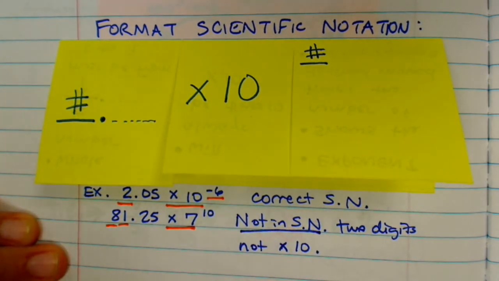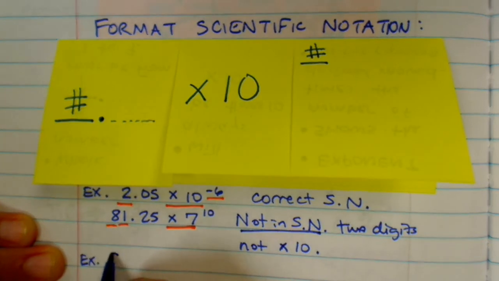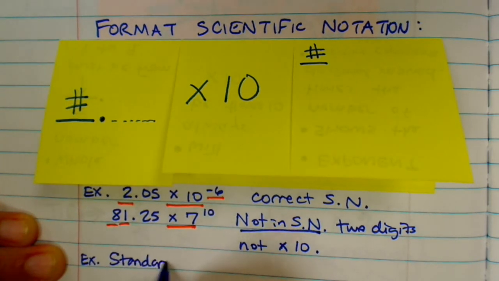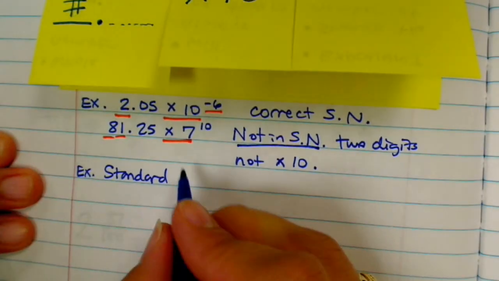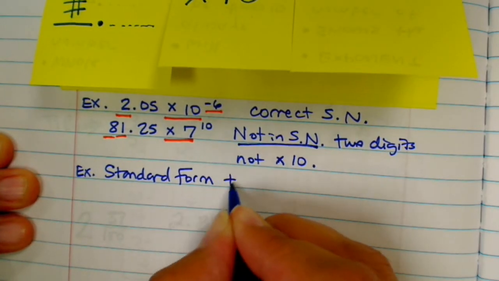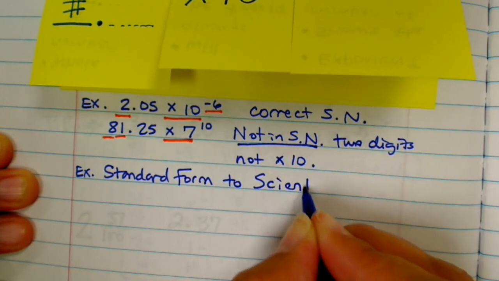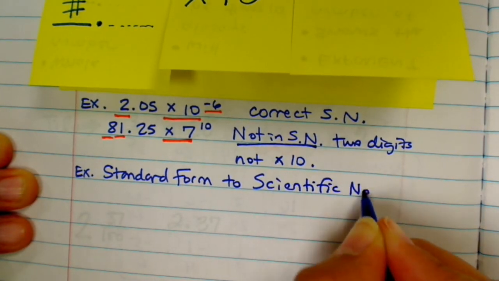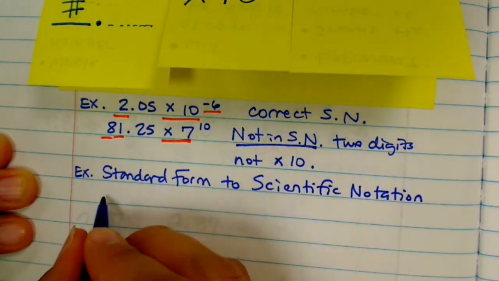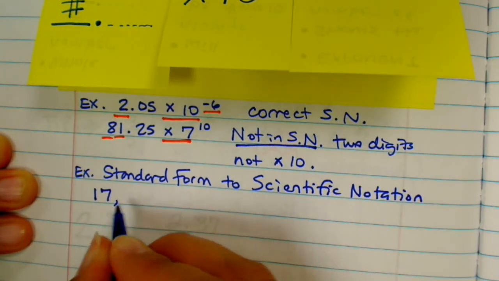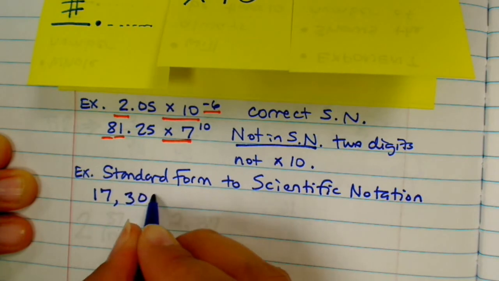All right, so how do we change from standard form to scientific notation? Well, let's do an example. Standard form to scientific notation. Go ahead and write down 17,300,000.